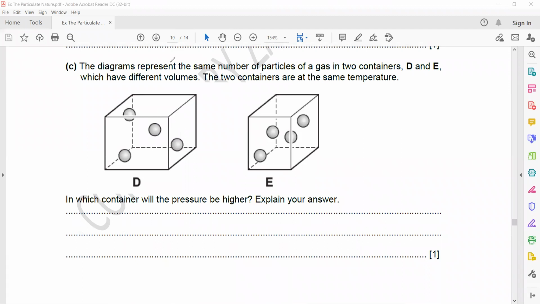In part C, the diagram represents the same number of particles of gas in two containers D and E. So we have two containers D and E which have different volumes. So the size of a container is different. The two containers are at the same temperature. In which container will the pressure be higher? And explain your answer. So what could be the answer for this? In which container will the pressure be higher, D or E, and what could be the reason?